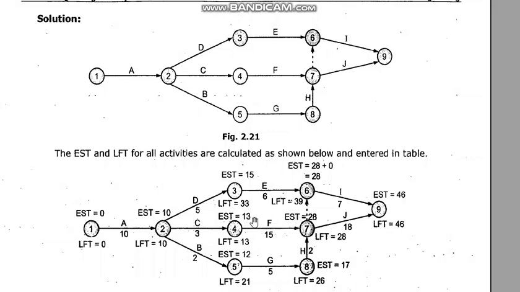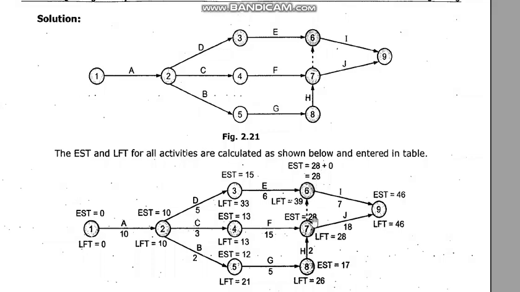You see, either it can be 13 plus 15, 28, or it can be 17 plus 2, 19. Which will you take? Larger of the two values you take. So 28 you are taking. Now if you come here, there are two branches here. Though dummy is there, but still the dependency is there. So you have to consider that also.